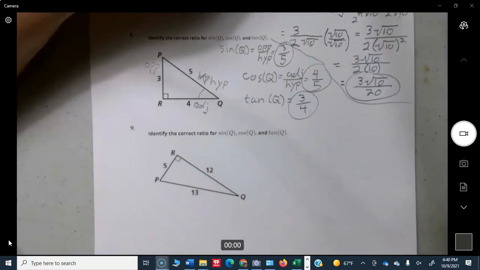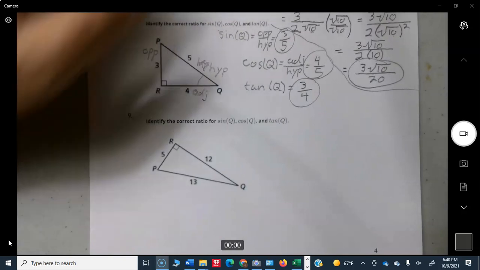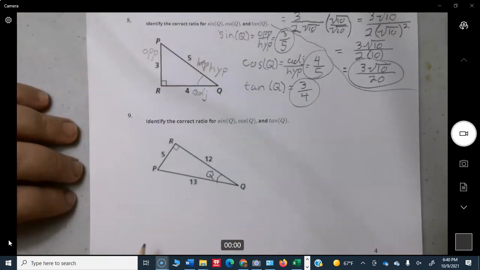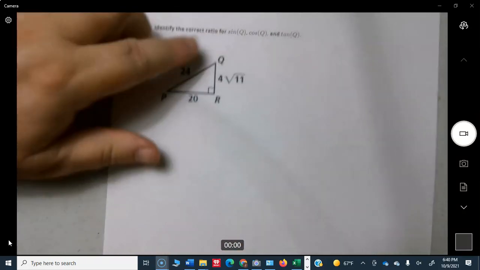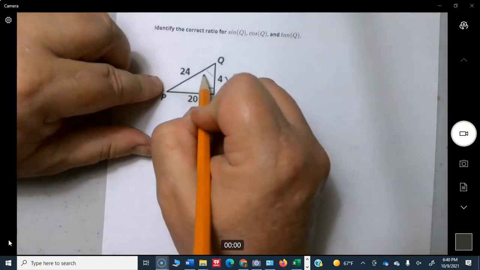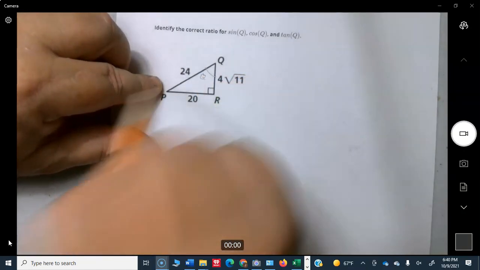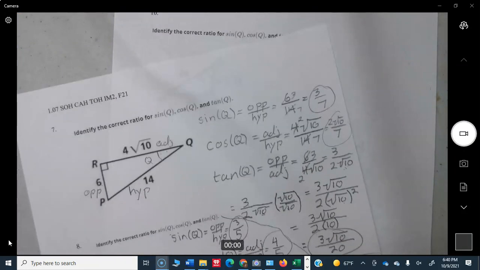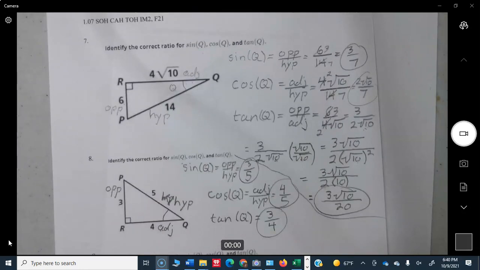Okay, I'm going to leave 9 and 10 for you to do. They're done exactly the same way. Remember, you're interested in angle Q in both of these. So there it is. Label the sides. And this one also angle Q, label the sides, and then just go to the relationship that's appropriate. Okay, that takes care of this video on 1.07 SOHCAHTOA, and we will see you on the next video.